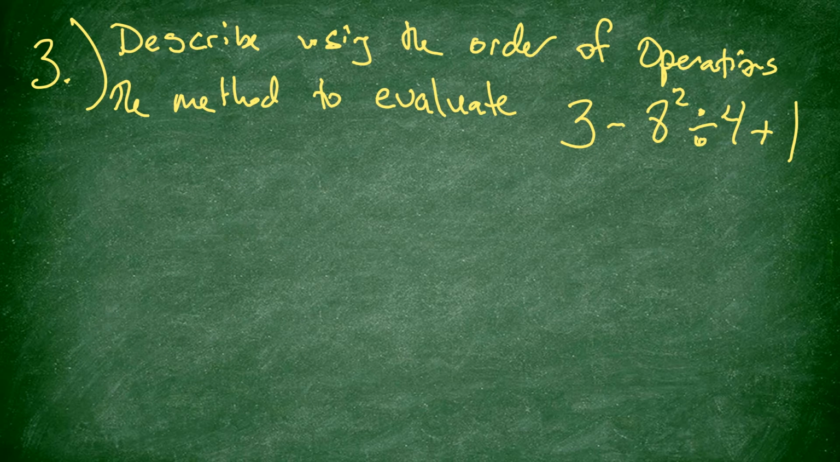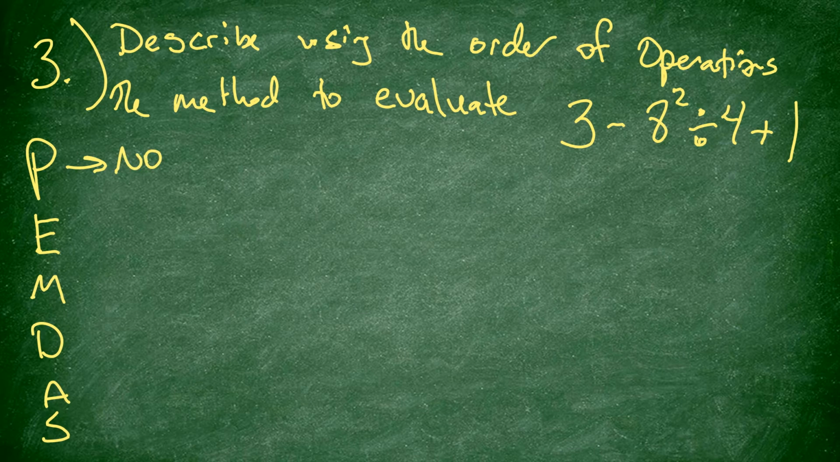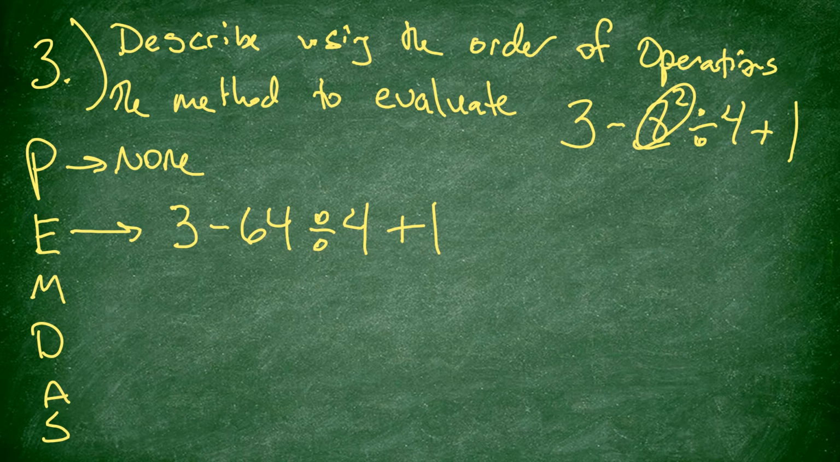Alright, so describe using the order of operations the method to evaluate 3 minus 8 squared divided by 4 plus 1. Alright, so you have to remember PEMDAS. So if I was going to describe using your operation, the first thing I would say is there are no parentheses. So I don't do anything of that. Then the next thing I see is an exponent. So I do 8 squared. So 8 squared is what I do first. 8 squared is 64. That's why I end up with 3 minus 64 divided by 4 plus 1.